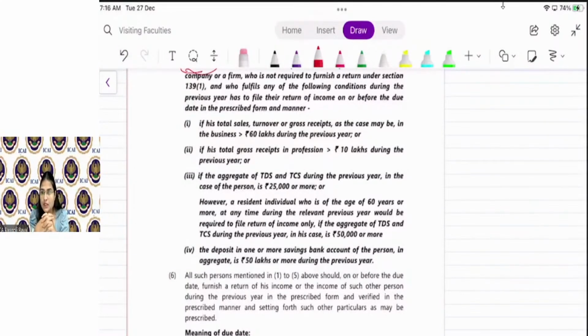Or if a person deposits in one or more savings bank accounts in aggregate 50 lakh or more during the previous year. If you are depositing more than 50 lakh in your savings account, above it was the current account, here it is the savings account, of rupees 50 lakh or more during the previous year, then you have to file your return of income before the due date.